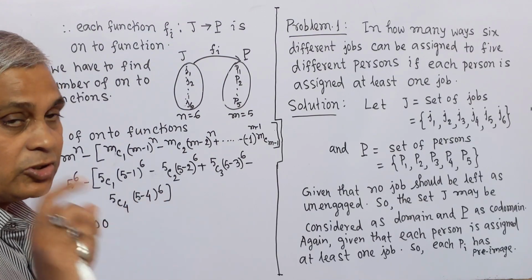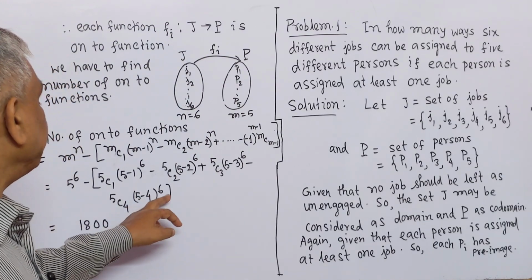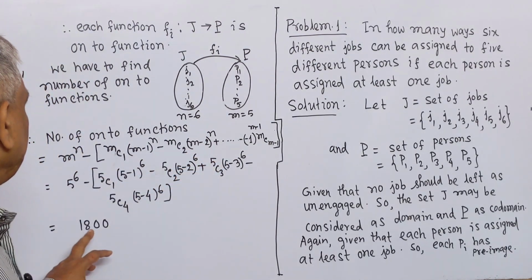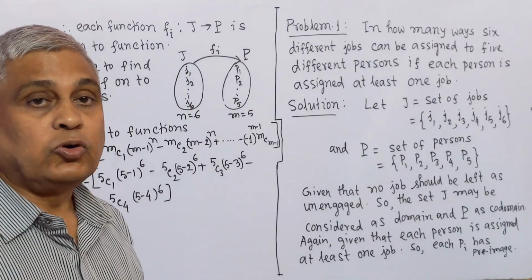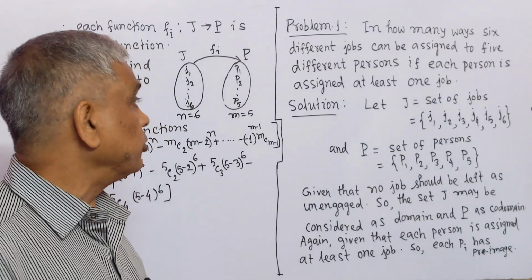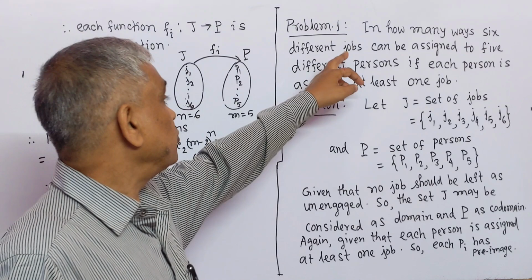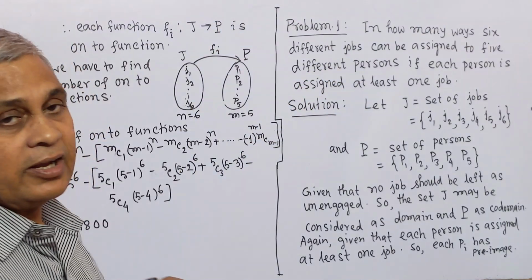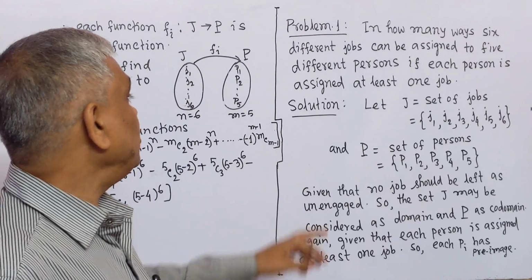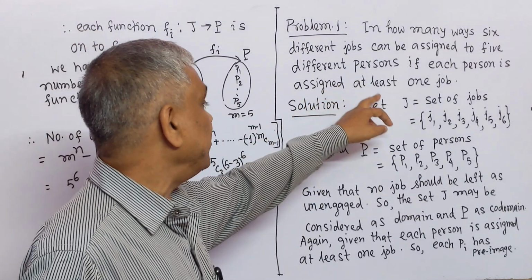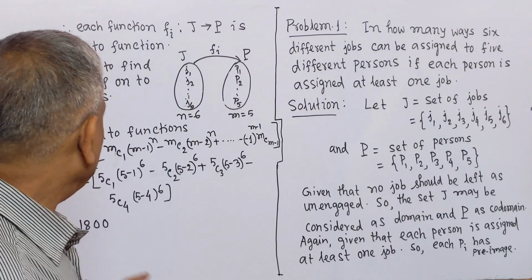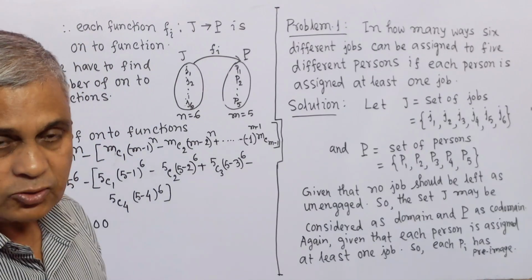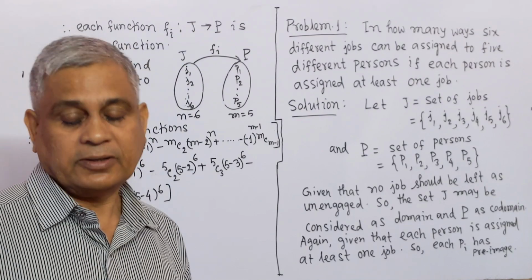5 minus 5 is 0, so we do not write the last term. And the value of this is 1800. So the number of ways to distribute the 6 different jobs to 5 different persons under the condition that each person is assigned at least one job will be 1800. So our problem is solved.